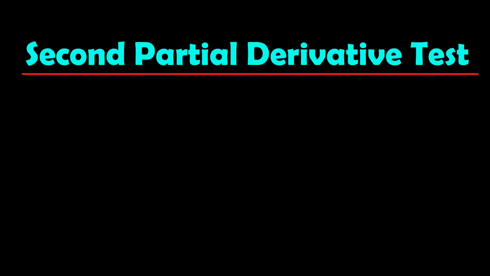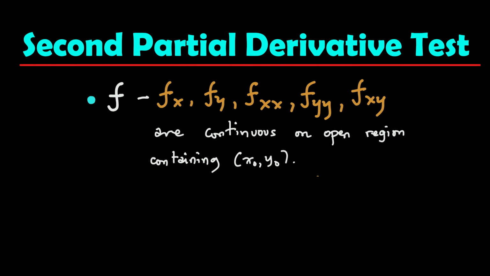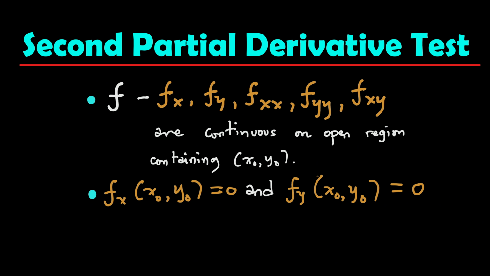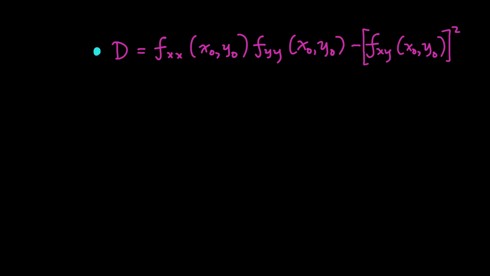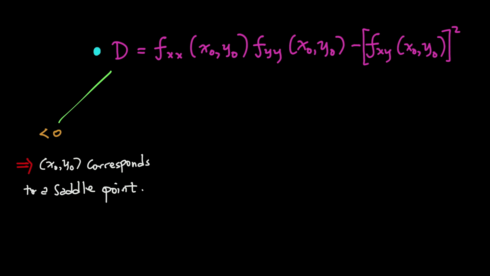For this test, we assume that the first and second partial derivatives of f exist and are continuous in the open region which contains this point x0, y0. And this point should satisfy these equations. If we let d be this value, we have the following possibilities. If the value of d in this case is less than 0, then this means your point x0, y0 corresponds to a saddle point.